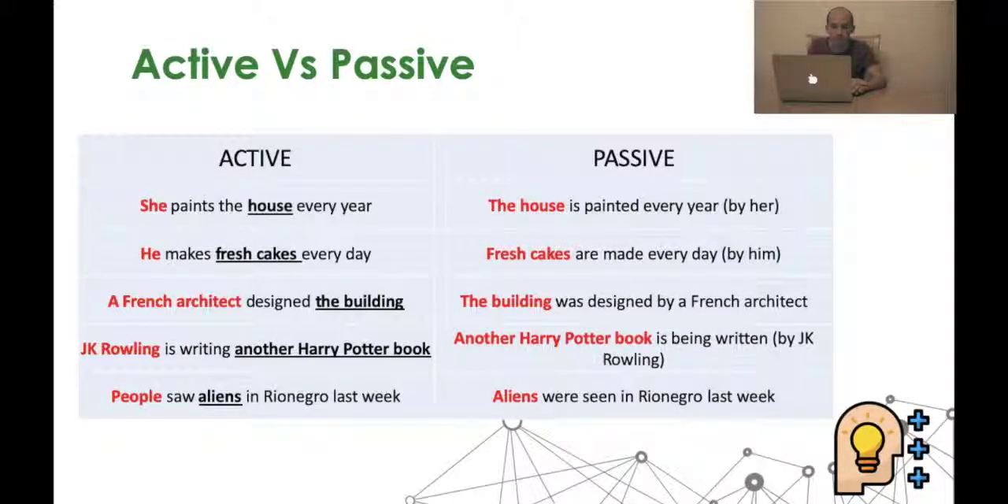J.K. Rowling is writing another book, a Harry Potter book, becomes another Harry Potter book is being written by J.K. Rowling. And people saw aliens in Rio Negro last week becomes aliens were seen in Rio Negro last week. Notice how we change the verb to be depending on the tense.